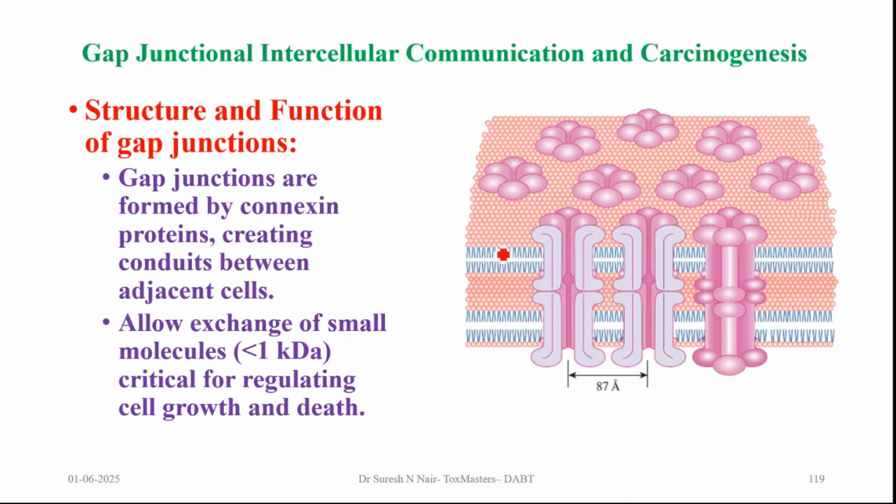Then the next one is gap junction intercellular communication. The gap junctions we have already studied in the muscles, the cardiac muscles, the skeletal muscles, and smooth muscles. They are formed by connexin proteins, creating a conduit between cells. So calcium or sodium or the depolarizing molecules can move from one cell to another through this pathway.